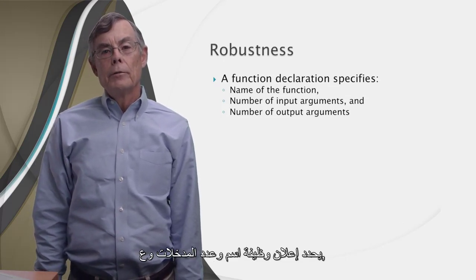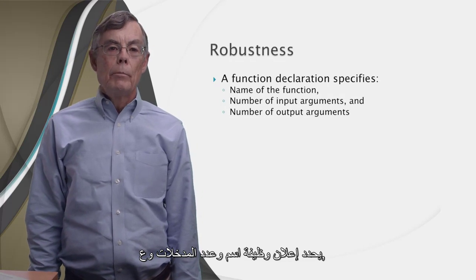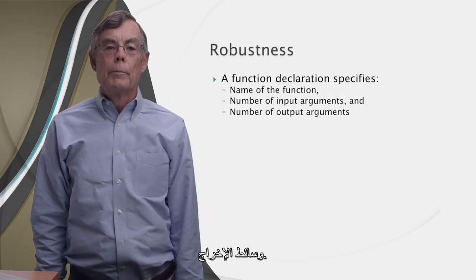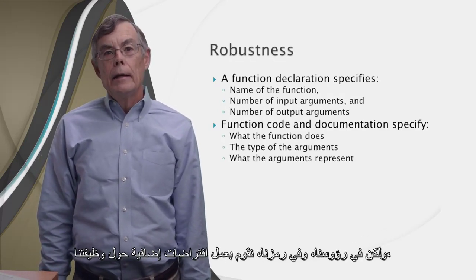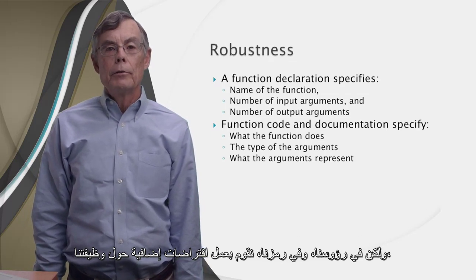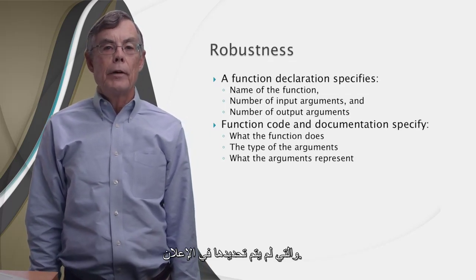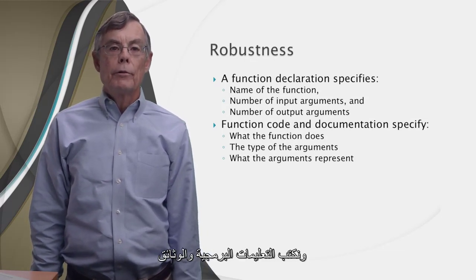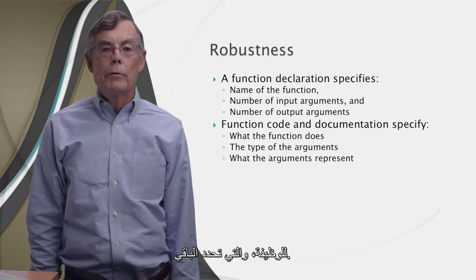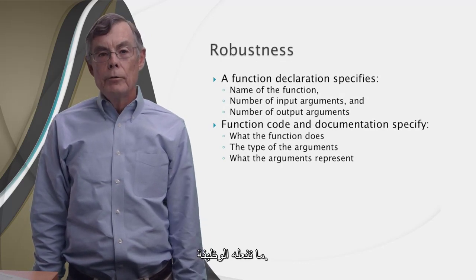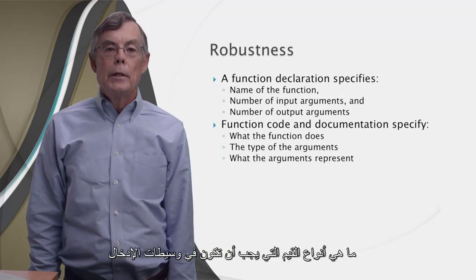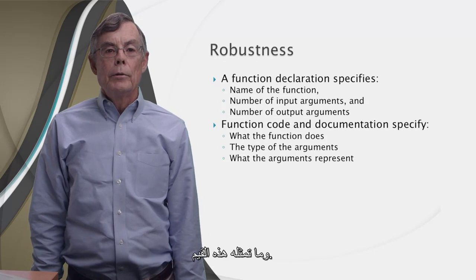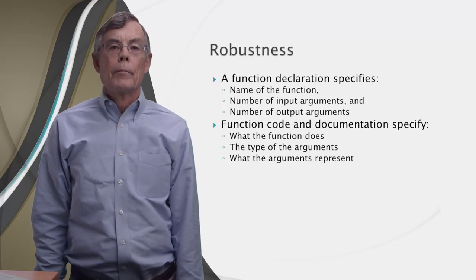A function declaration specifies the name and the number of input and output arguments, but in our head and in our code, we make additional assumptions about our function that aren't specified in the declaration. Then we write the code and the documentation for the function, which specifies the rest. What the function does, what types of values should be in the input arguments, and what those values represent.